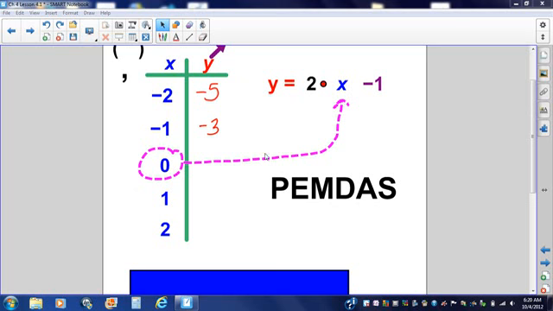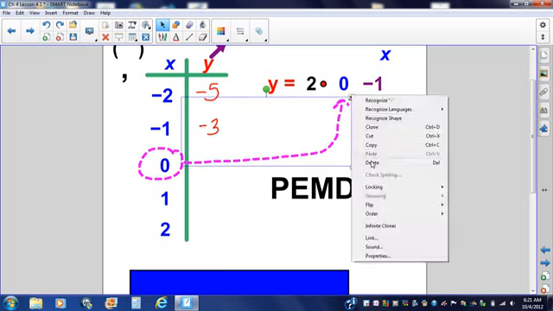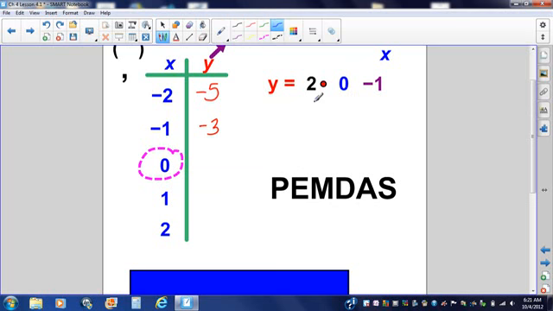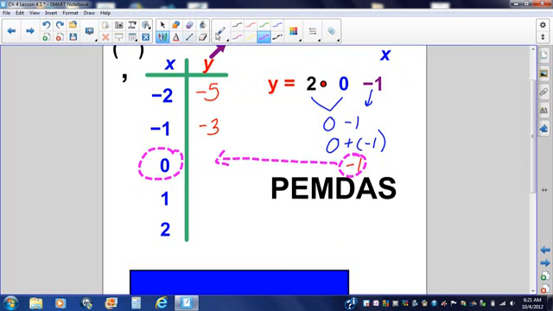Next thing I'm going to do is put 0 in for x. So take out x, plug in a 0. Again, I'm always going to follow PEMDAS. 2 times 0 gives me 0. So now I have 0 minus -1. That's the same thing as saying 0 plus a -1. If I add 0 to anything, I get the same number. So my answer is going to be -1. I'm going to put -1 over here in my t-chart.